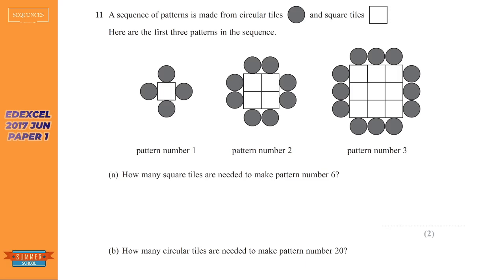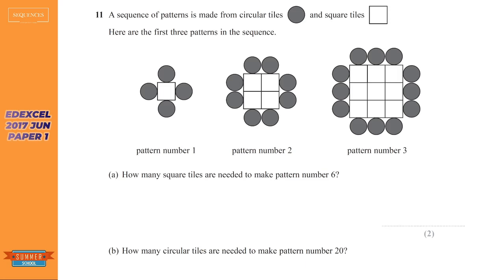Now, sometimes it's sensible to draw out pattern 4, 5, and 6, and then see. With this one, it's going to get really complicated, and it doesn't look like it wants us to do that because there's not an awful lot of space here. So let's just have a look at how many square tiles there are in each one.